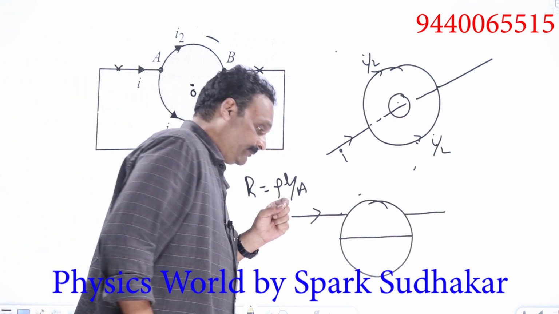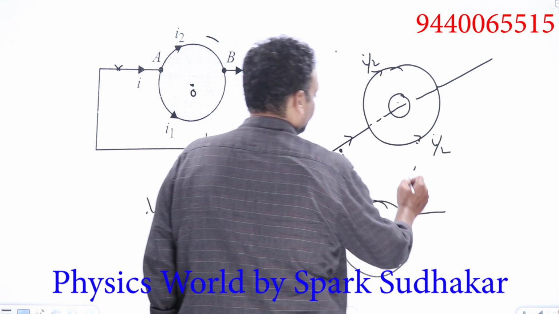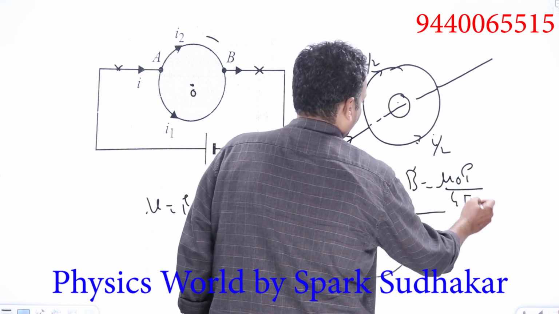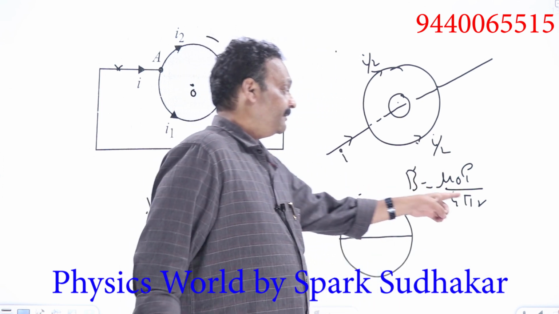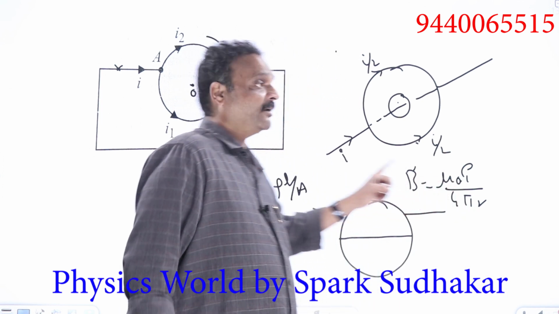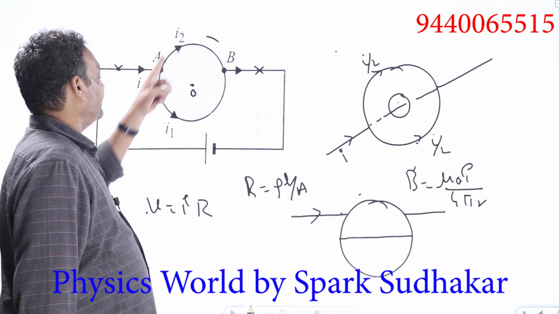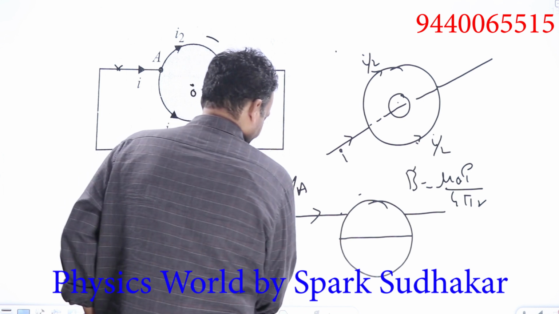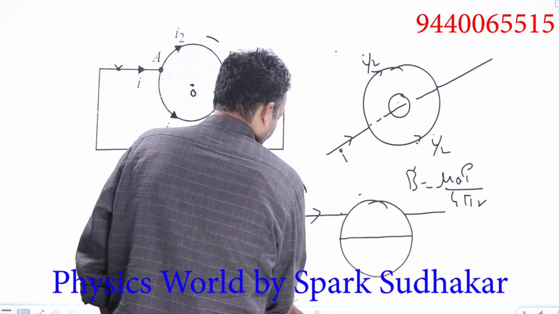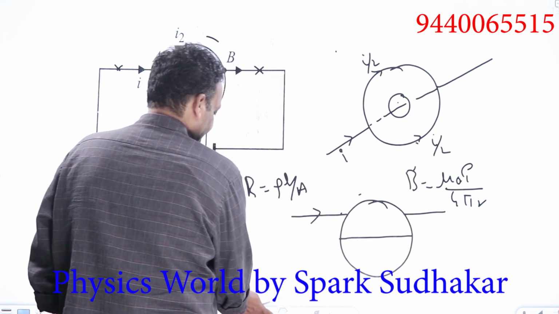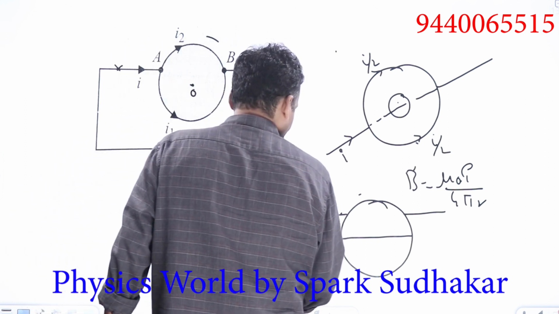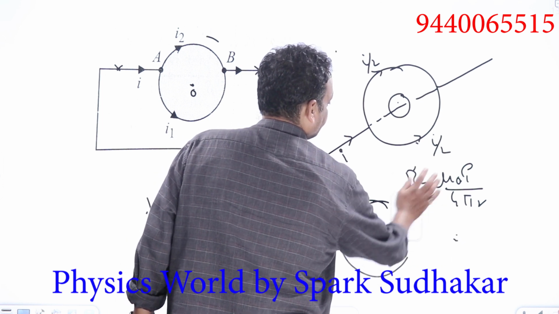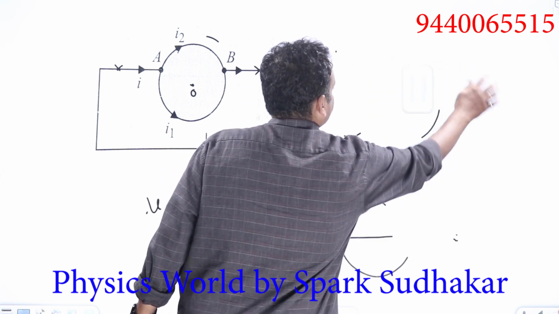Now, how do we find B? B depends on mu naught I by 4 pi r or 2 pi r. It not only depends on r, it depends on I also. So how much current is flowing, what is I2, what is I1, depending on that we have to solve. Now how do we proceed for this? It is like this.